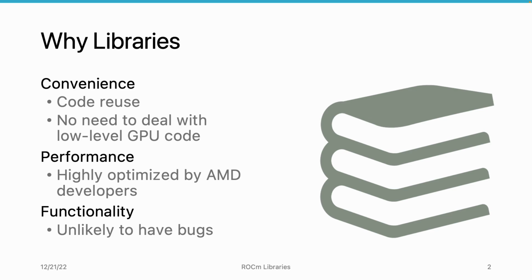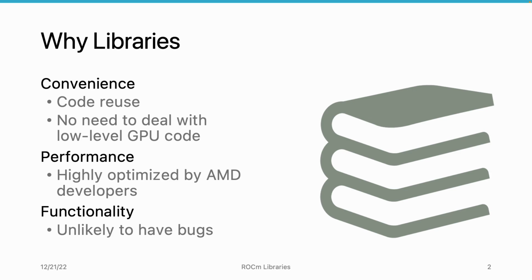Because it's very convenient. You can reuse the code that is written by someone else. There are a lot of GPU libraries that already implement commonly used functions. So you don't need to deal with the low-level GPU code, and you don't really have to optimize the performance. You don't have to debug the code. And also the performance of libraries, especially first-party ROCm libraries, is expected to be very high.